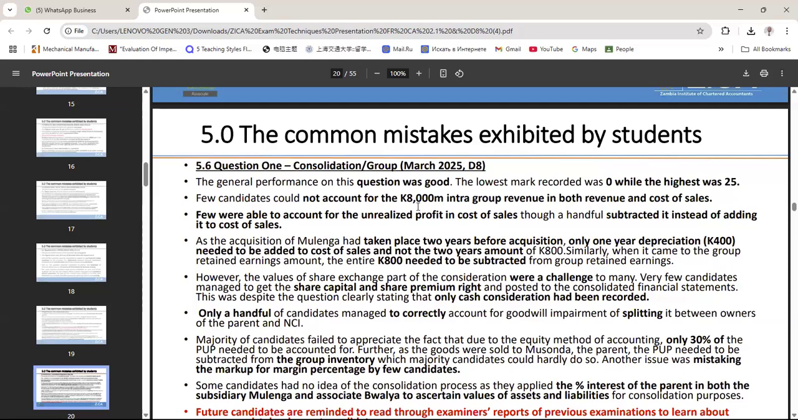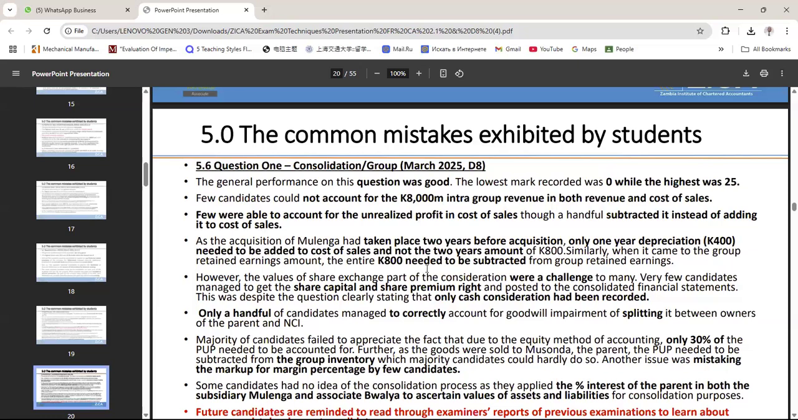Another important point is unrealized profit. Unrealized profit, we debit to the cost of sales. We add. Now, if you check here, students subtracted. They computed it, but it was wrongly presented. Why do we add to the cost of sales? We want to eliminate or remove unrealized profit. If you subtract, it means you are reducing the cost of sales, and what will happen to the profit? The profit will increase. So the message: unrealized profit, add to the cost of sales instead of subtracting.